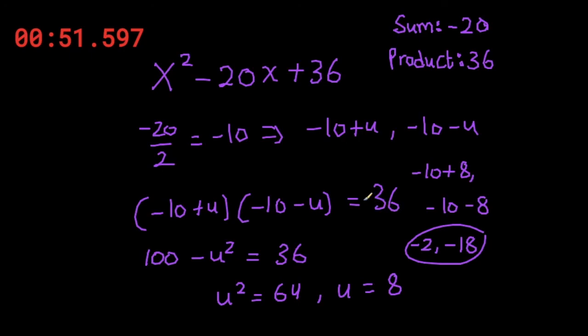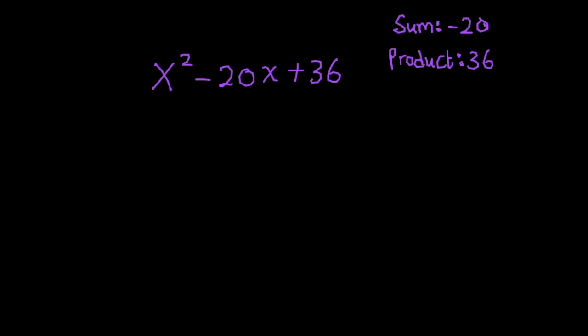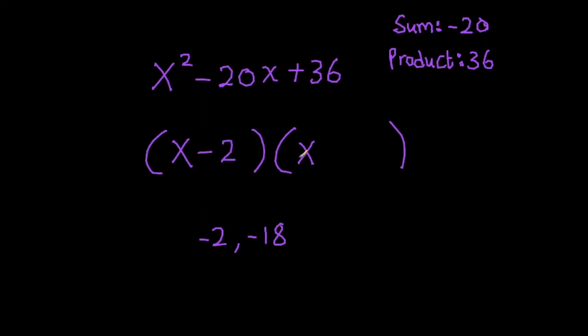So that's good. Now since we found our two numbers, all we've got to do is erase everything. Sorry for the quick mess here. I just wanted to show you that with practice you can do this really quickly. So we open up two sets of brackets, keeping an x in both of them to get our x squared, and we fill in those gaps with the numbers that we have found. Don't forget they were negative 2 and negative 18, so we fill in negative 2 and negative 18, and we're done.